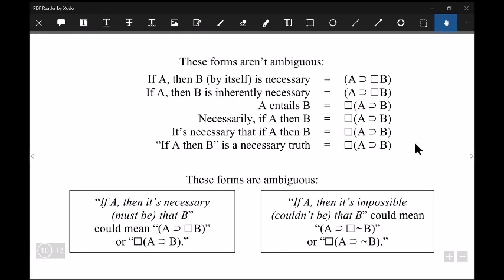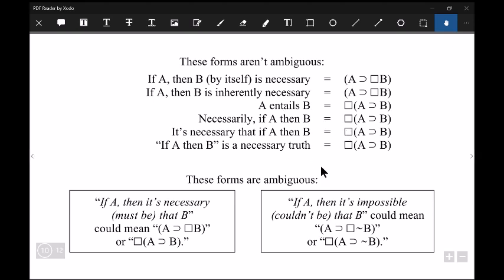Now, it's somewhat difficult to know which forms are ambiguous. These forms aren't ambiguous. If A, then B by itself is necessary means the necessity goes on the second part. If A, then B is inherently necessary, again, the box is on the second part. These are somewhat artificial forms to give us a clear way of saying the box inside in English, which English doesn't permit us to do very well.